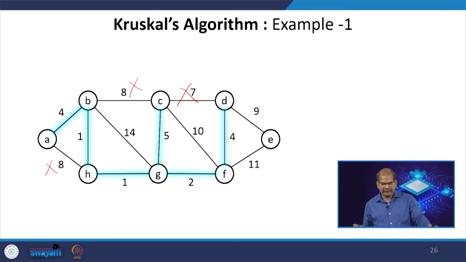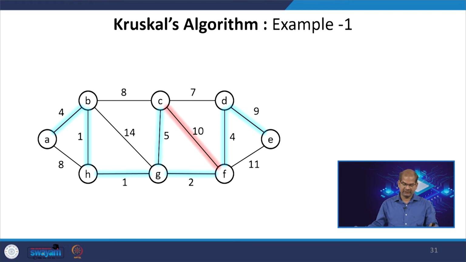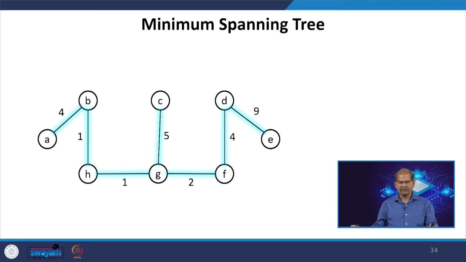Then I have D and E, which is 9, which is not creating a cycle, so we can select that one. Now, if I select 10, then it is creating a cycle, not allowed. 11 is also not allowed, 14 is also not allowed. So, finally, we got the minimum cost spanning tree using Kruskal's method. Kruskal's method is a greedy based algorithm, which basically looks for the minimum cost edge and adds it to the tree.